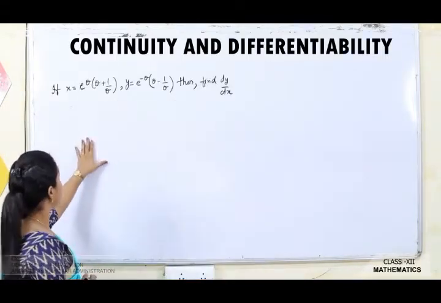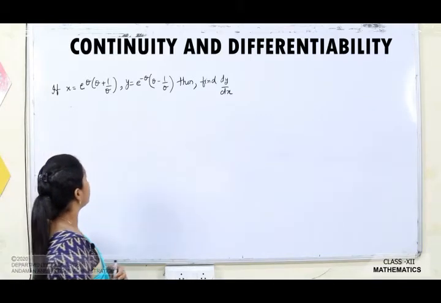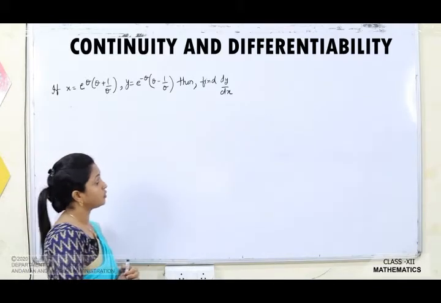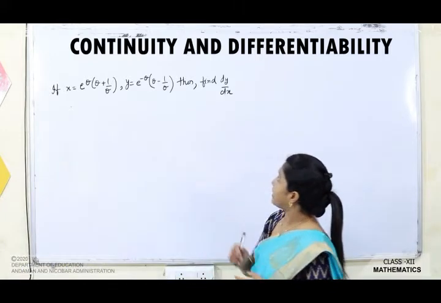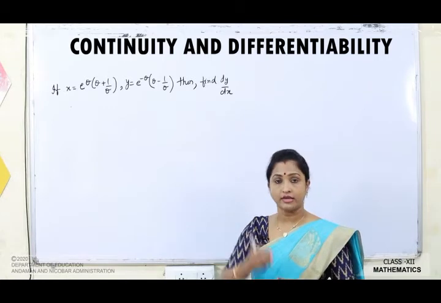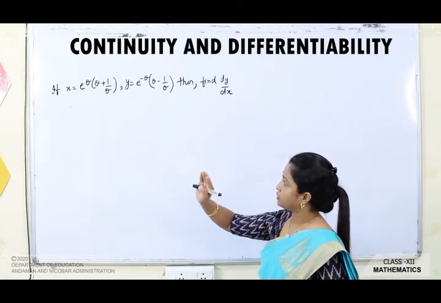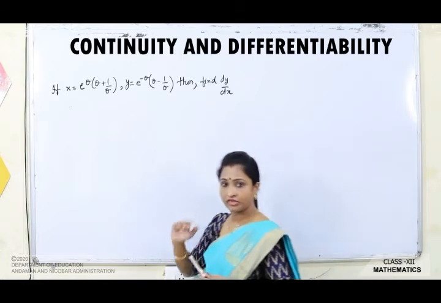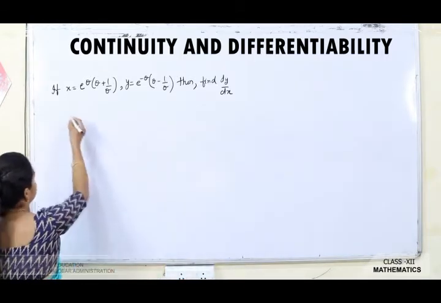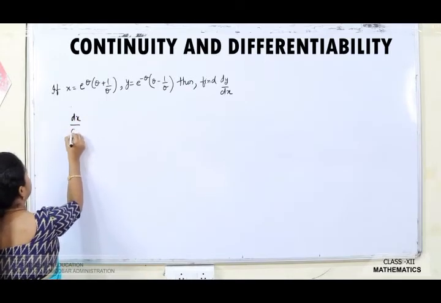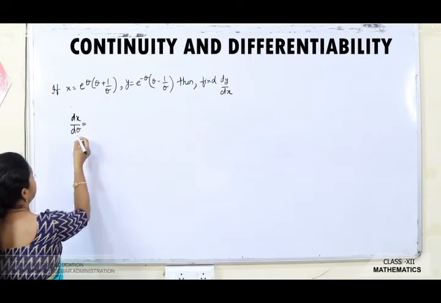Now let's see one more question here. It's a very important question. If x is equal to e power theta (theta plus 1 by theta) and y is equal to e power minus theta (theta minus 1 by theta), then find the value of dy by dx. We will proceed in the same manner. First we will differentiate x with respect to theta and y again with respect to theta, and then we will combine both the differentiations. So, dx by d theta, I am differentiating with respect to theta.